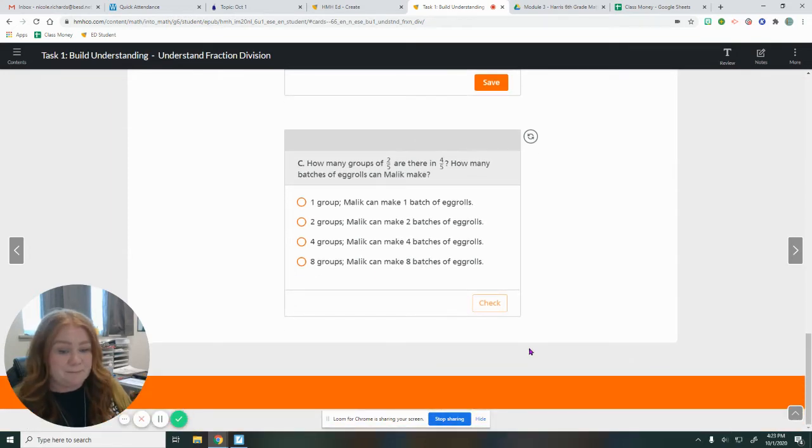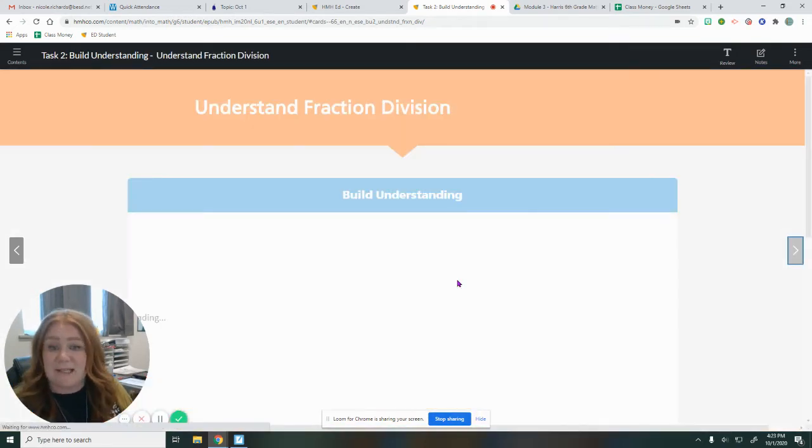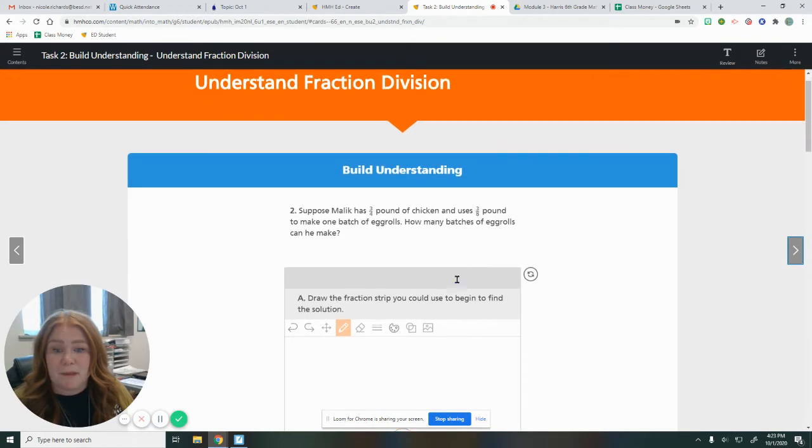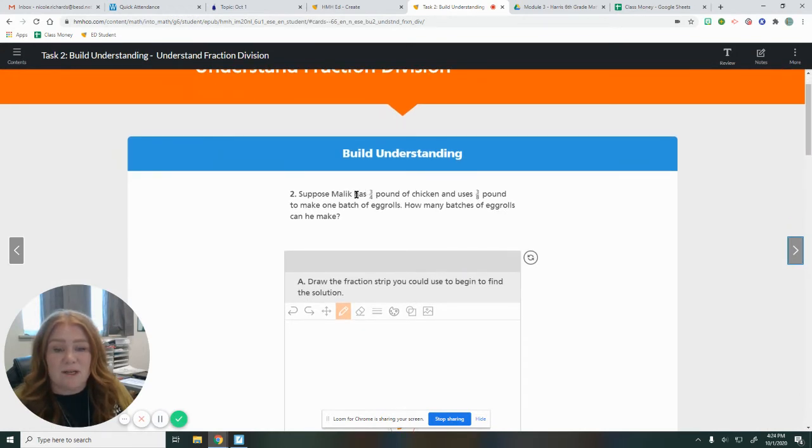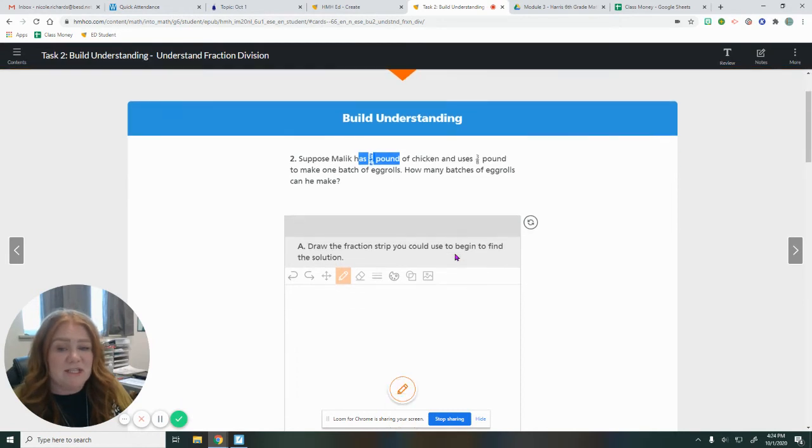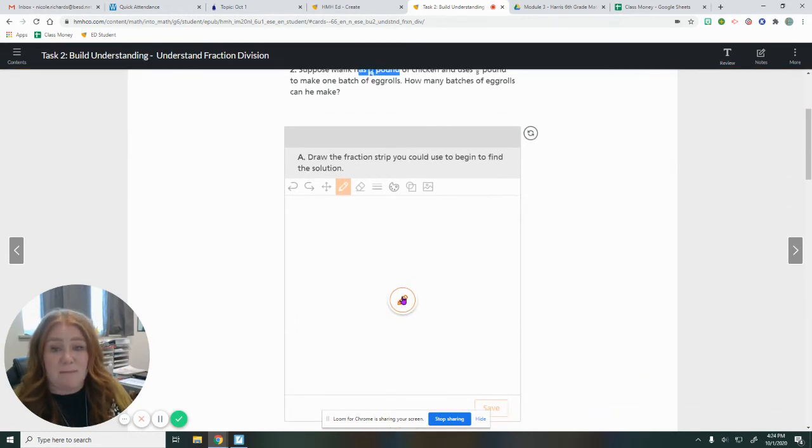Task 2. So now we've got 3/4 pounds of chicken. So this is what we have. And we're going to put them into groups of 3/8 to make a batch. Well, this is what we have. This is what we need. So how many batches of egg rolls can we make?